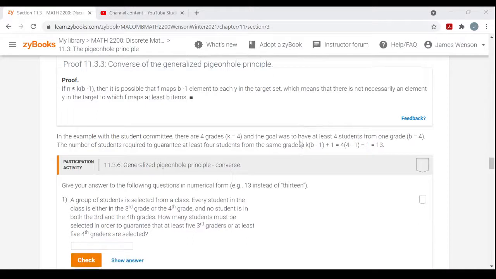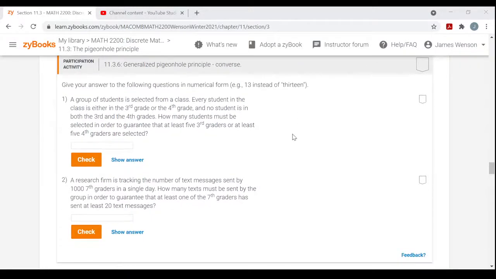This is a lot. So let's look at some problems. All right, so give your answer as a number instead of a word. Okay. So here, a group of students is selected from a class. Every student in the class is either in 3rd grade or 4th grade. And no student is in both the 3rd and 4th grades. Okay. How many students must be selected in order to guarantee that at least 5 3rd graders or at least 5 4th graders are selected? So basically they want 5 people from the same grade to be selected.